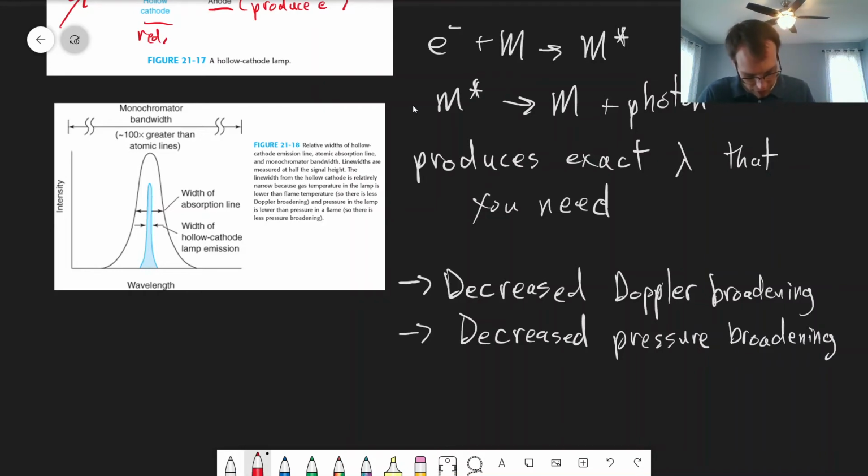And that's what's shown in this figure here. So the blue here in the middle, this is our light source. This is our light from our hollow cathode lamp. And we can see because of the decreased Doppler and pressure broadening, the width of that emission line is much narrower than the width of the absorption line here. And so Beer's law is going to apply.